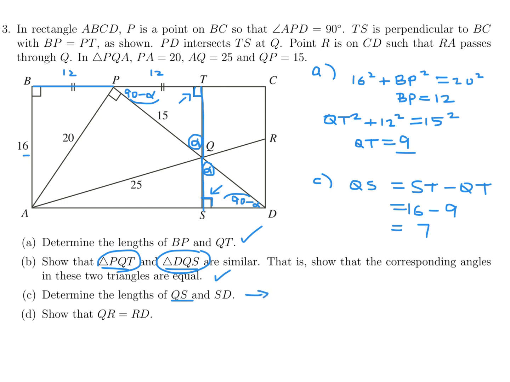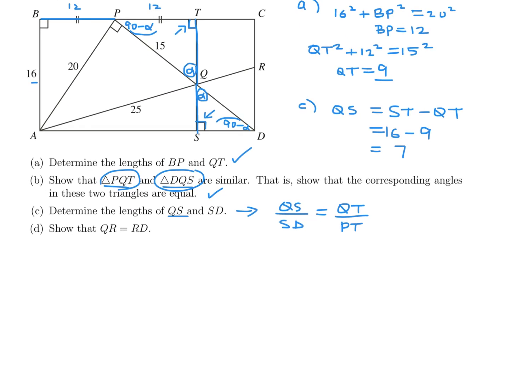So using similar triangles on those two triangles, that would mean that QS, which is the 90 minus alpha side, over SD, which is the 90 minus alpha side, is equivalent to QT over PT. Yeah, using similar triangles. So now if we fill this in, we get QS is 7, SD is what we're trying to figure out, QT we figured out was 9, and PT was 12. So that means SD will be 9 1/3 when you solve that.